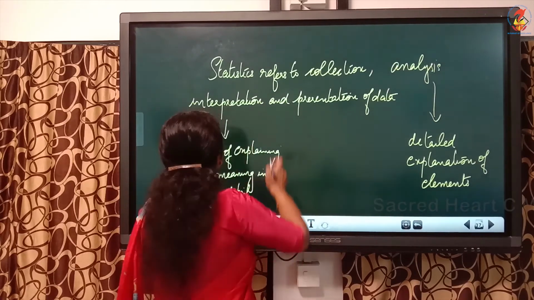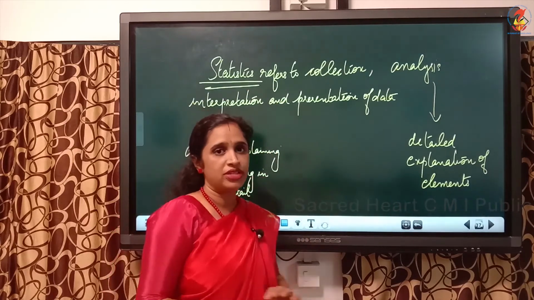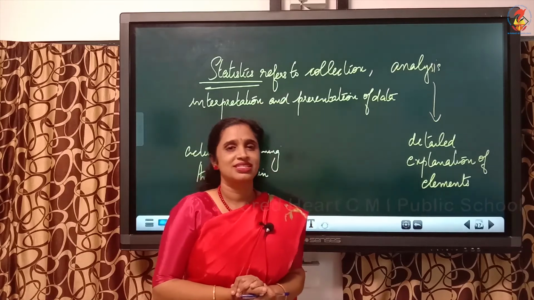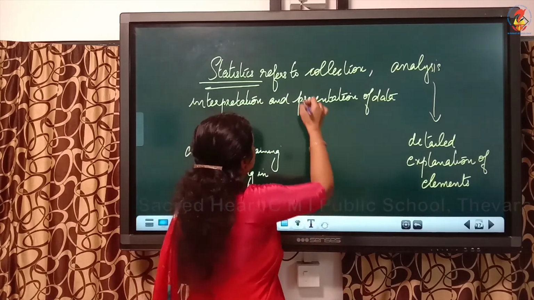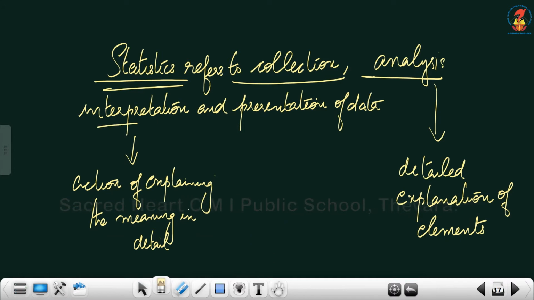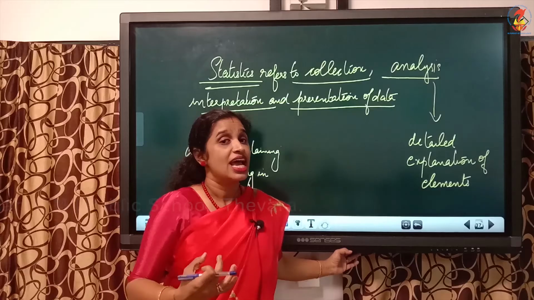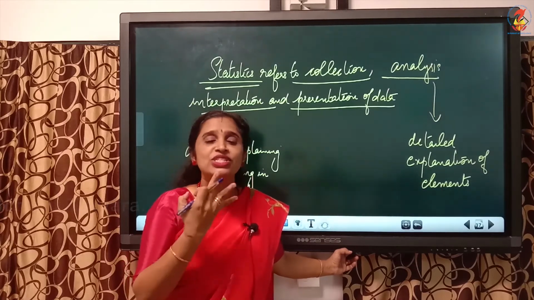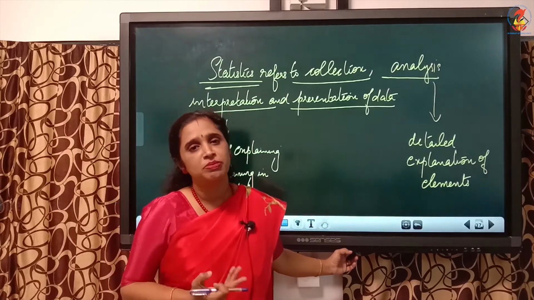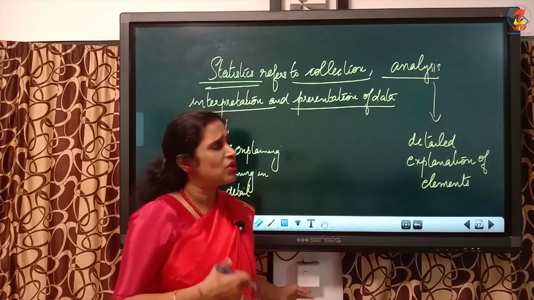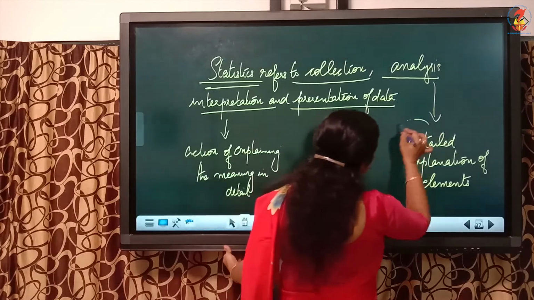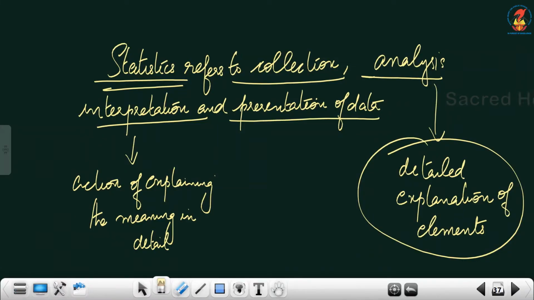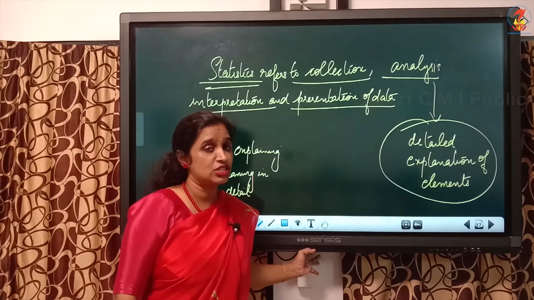Now let us learn what the meaning of statistics is, because this is the paper that we are going to learn. What is this statistics? Statistics refers to collection, analysis, interpretation and presentation of data. Collection of data, analysis of data, interpretation of data and presentation of data. That is known as statistics. You know what is meant by collection. What is meant by analysis? To analyze means what? A detailed explanation of elements is known as analysis. Each and every element has to be explained, that is known as analysis.